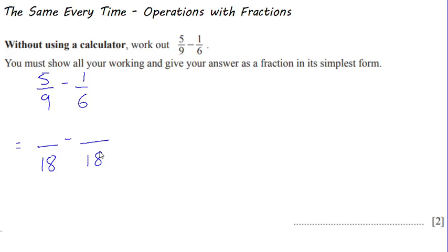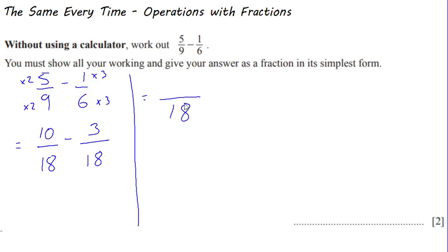With the 9 there, 9 times 2 makes 18, so I have to multiply by 2 on the top, that's 10. And with the 6 there, 6 times 3 is 18, multiply by 3 on the top, so that's 3/18. The bottom number has to stay the same. 10 minus 3 is going to be 7. So 10 minus 3 there, 7 on the top of my fraction.